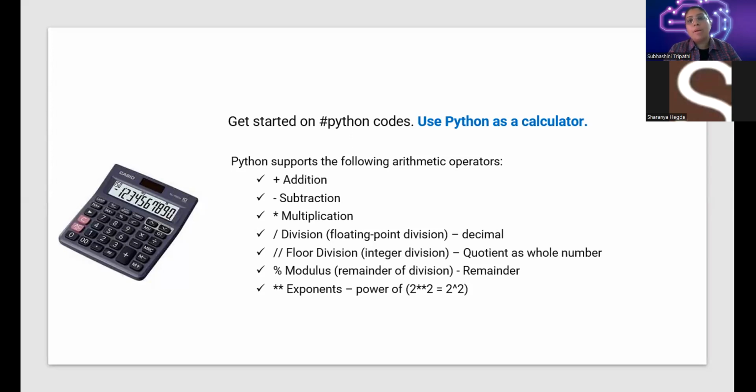We've seen how to use Python as a calculator, where there are three operators which are a bit different when it comes to Python. You have the floor division or the double division sign, which gives the quotient as a whole number, the percentage sign, which gives you the remainder, and the exponents are represented by double asterisk. So if you want to write 2 to the power of 2, instead of using a 2 hat 2, you write 2 double asterisk 2.